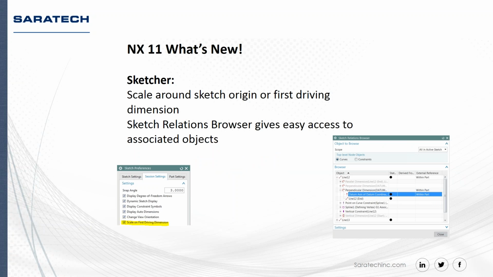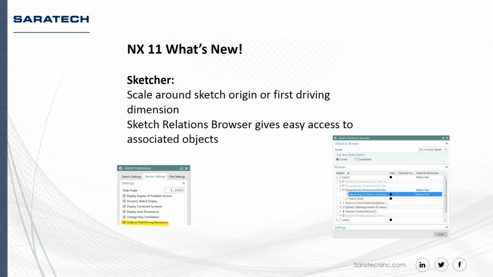So diving in today, we're going to take a look at some of the new items that came out in the NX11 release. We're going to focus on taking a look at Sketcher and some of the drafting features that were added in the latest release. Starting with the Sketcher, we're going to take a look at the new scale around sketch origin with the driving first dimension.